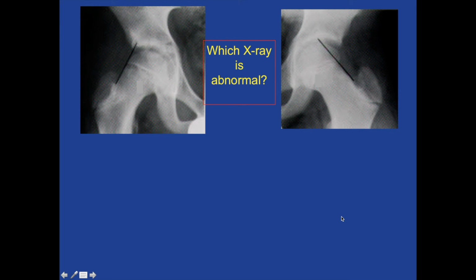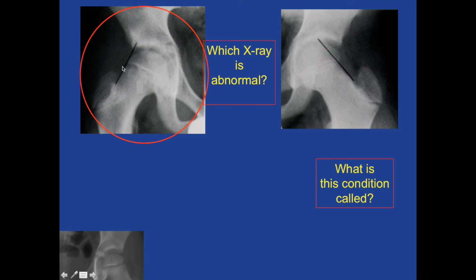So let's do a little bit of review. Take a look at these x-rays. Which one is abnormal? The one over here is abnormal, and this is a sign of a SCFE. This is your Klein's line here.